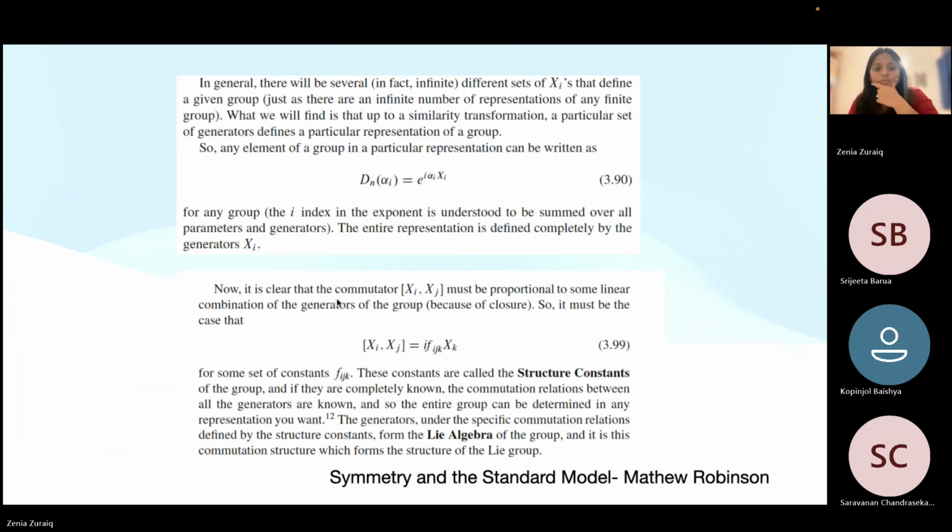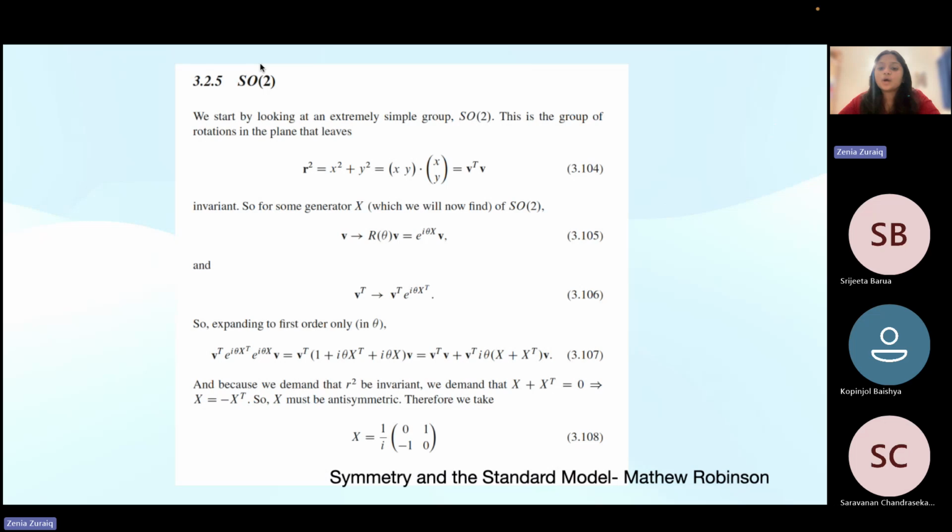Similarly, here also we can define the generators using a particular set of structure constants, which define the commutation relations between the different generators. These generators, under the specific commutation relations defined by the structure constants, form the Lie algebra of the group, and it is this commutation structure which forms the structure of the Lie group. So this is what is called the Lie algebra.